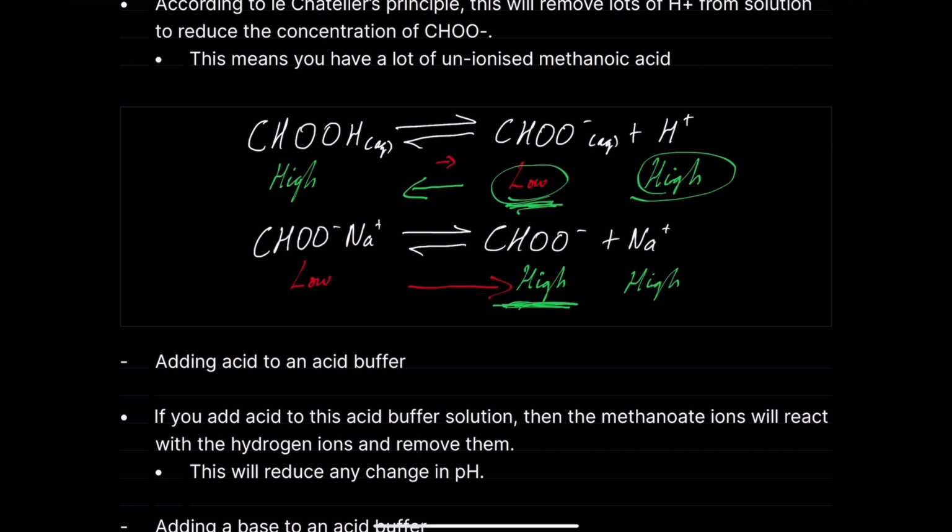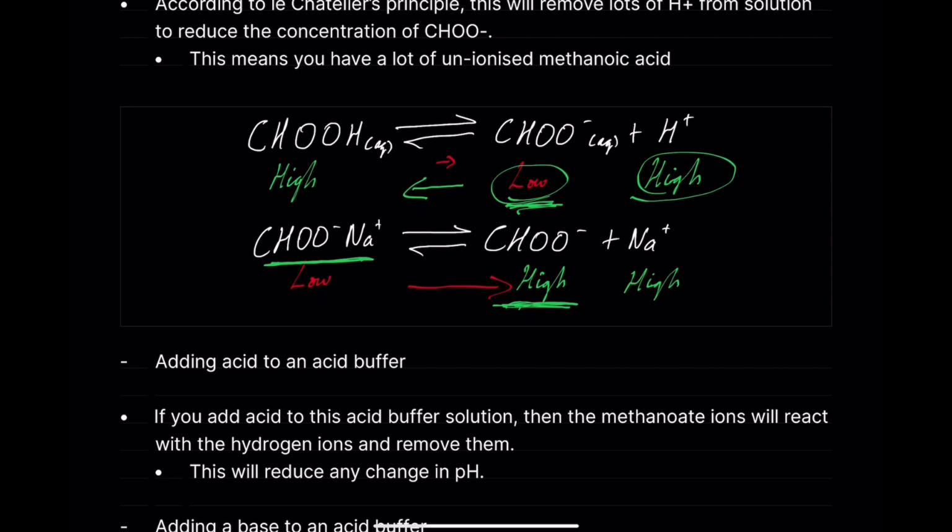Because remember, these methanoate ions will dissociate in solution. So we haven't used up the methanoate ions permanently, and we can easily reform them again. It wouldn't be difficult for us to reform them, because we have two reactions undergoing equilibrium here, right? Hopefully this makes sense to you. We're just reducing the concentration with any increase in H plus, right?